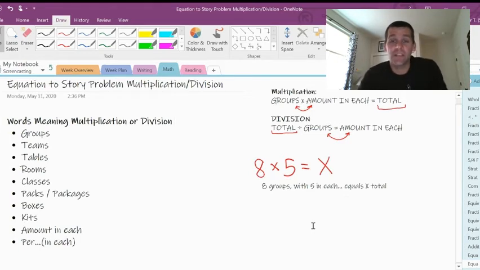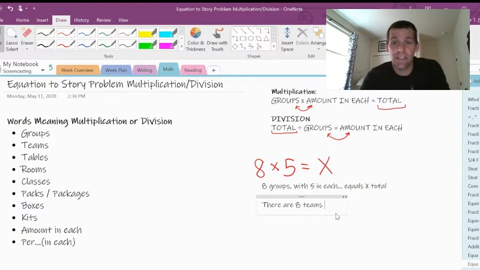So in this case, I'm thinking of 5, and I think of basketball teams. Basketball teams have 5 players. There are 8 teams of that, or 8 basketball teams. Okay. So already here, I know that this is my groups. After that, I go, there are 5 on each team.